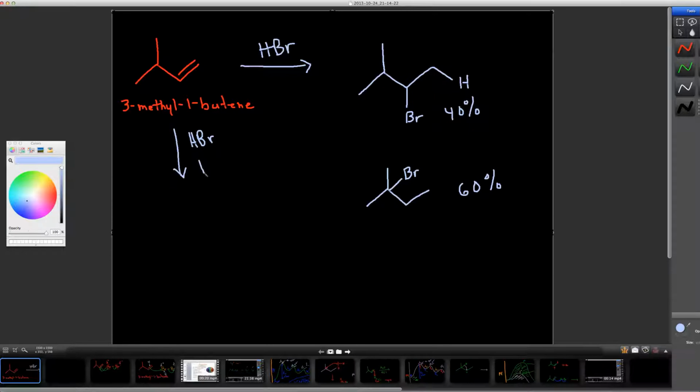We've also seen how we can react 3-methyl-1-butene with an acid catalyst and then add the elements of water across the double bond. We found that when Br- and H2O are competing as nucleophiles, water, although it's neutral and bromide is negatively charged, is the stronger nucleophile of the two.